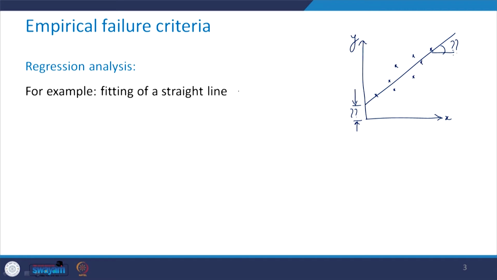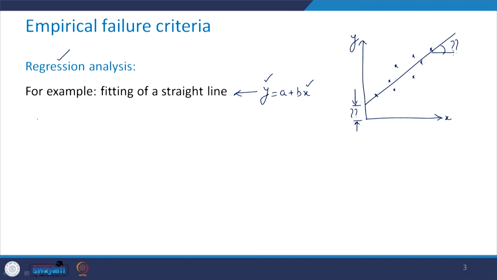So, let us see mathematically how we can fit a straight line to the data set. Let us say the equation of the straight line is y equal to a plus bx. This y and x can be anything. Right now I am just telling you the basics of regression analysis. Then I will show you how this analysis can be applied in the case of rocks and rock masses.